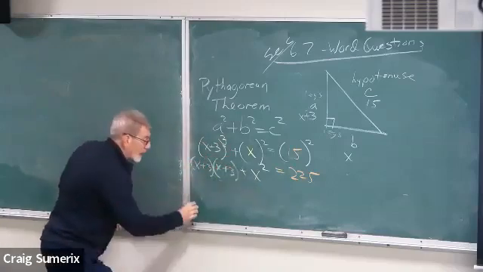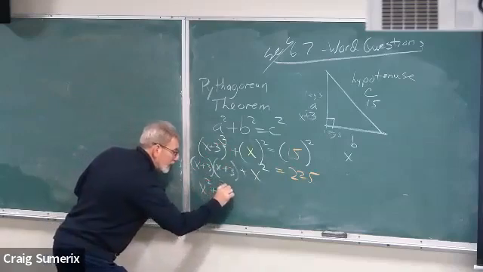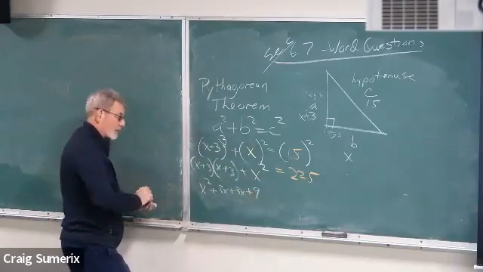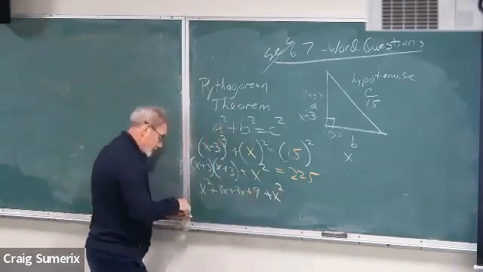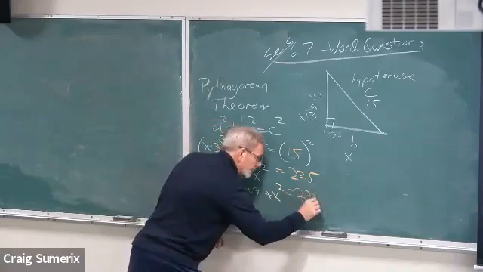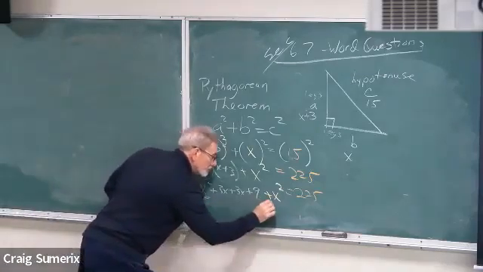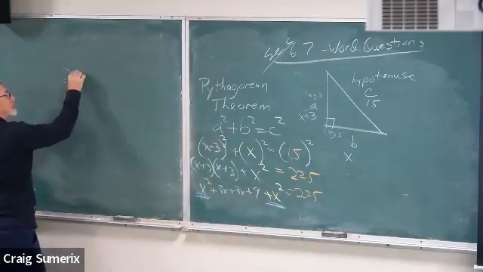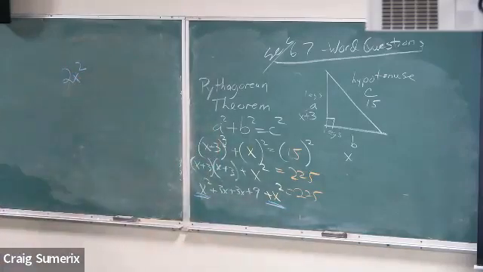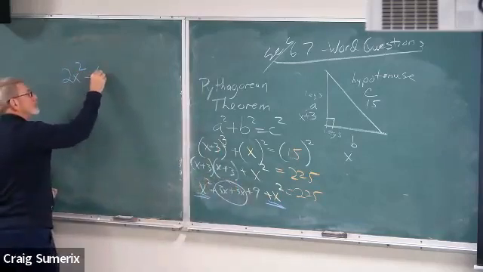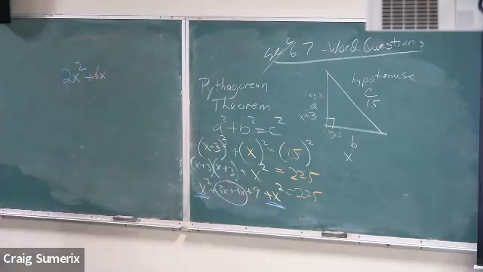So when you FOIL this out, you get x squared plus 3x plus 3x plus 9 plus x squared equals 225. Can you clean that up? Yes, you could combine like terms. So you have an x squared and another x squared, and then you have a 3x and a 3x, and then plus 9 equals 225.